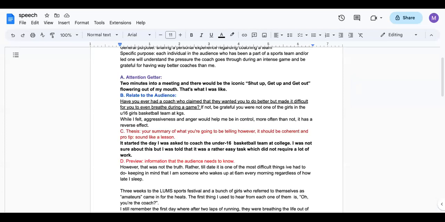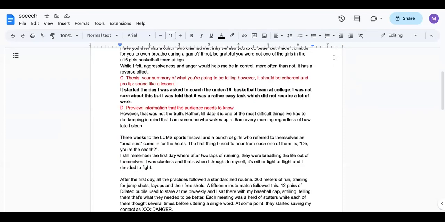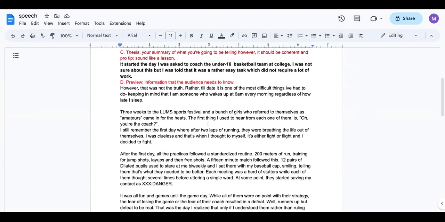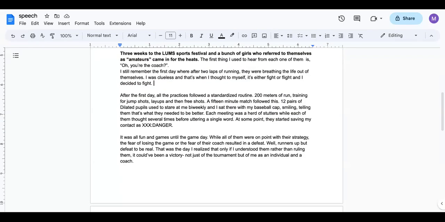So we've got over here, that's my introduction. So I have my first body paragraph. Three weeks to the Sports Festival, and a bunch of girls who refer to themselves as amateurs came in for the heats. That's my topic sentence. The first thing I used to hear from each one of them is, "Oh, you're the coach." I still remember the first day where after 2 laps of running, they were breathing the life out of themselves. I was clueless, but then that's when I thought to myself, it's either fight or flight, and I decided to fight.